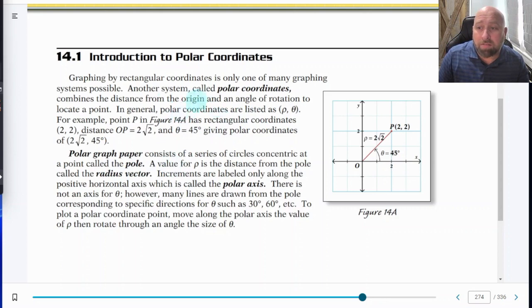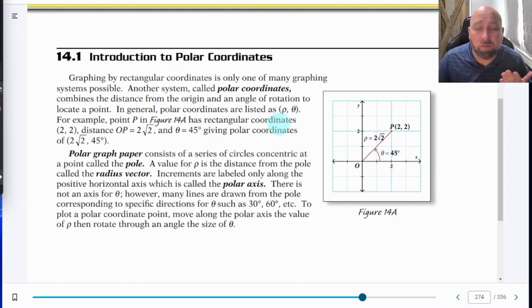So what we're going to have is the same concept of kind of graphing on a ball, if you will. Down here it says that in general, polar coordinates are listed as, and it looks like a P, but that's not a P, that's called rho, theta. So let's look at this example over here, figure 14a. We have the point (2, 2). That is on a rectangular plane. So when we're graphing using coordinate points, this would be 2 on the x and 2 on the y. And you can see that it creates a 45-degree angle.